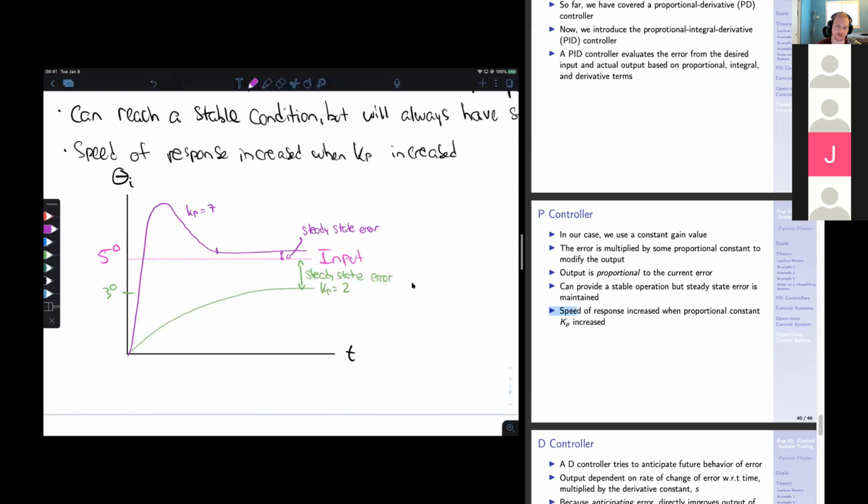So that part is good, but we have an issue where we have very large error in the beginning. Here we have what's called overshoot. We really overshot our desired input angle of 5 degrees. So that's going to be an issue if we have this controller. That's why we're going to implement a D controller as well.